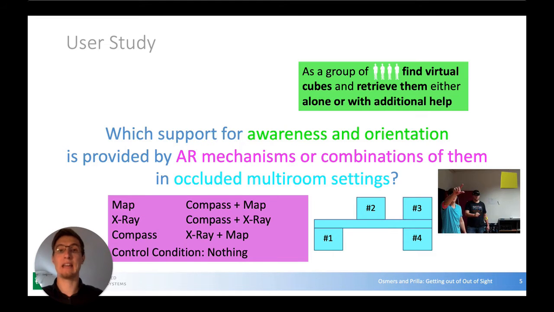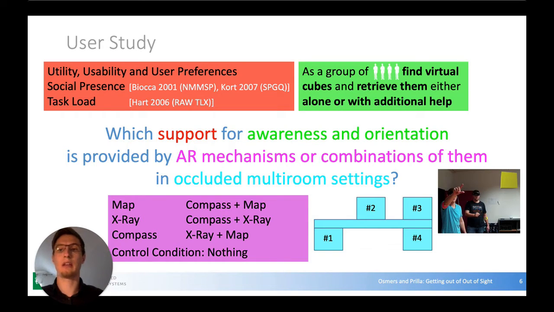We provided AR mechanisms to help them, 7 different conditions of those mechanisms in total, 3 individual mechanisms, 3 combinations of them, and 1 control condition where they had no additional help. Then we were looking at utility, usability and user preference, social presence and task load of participants.